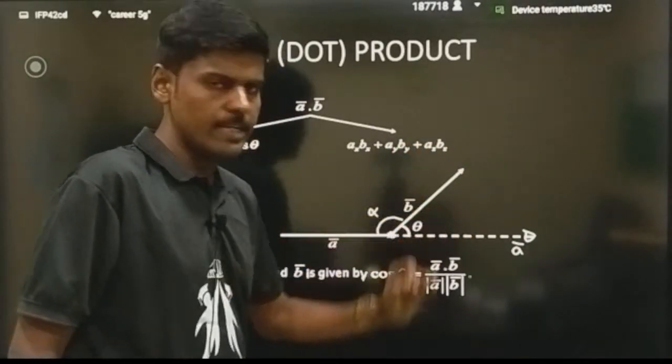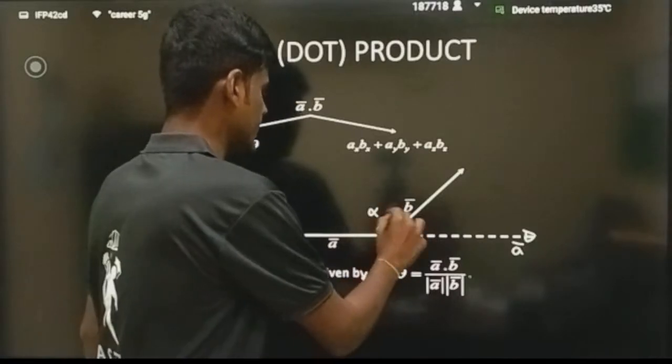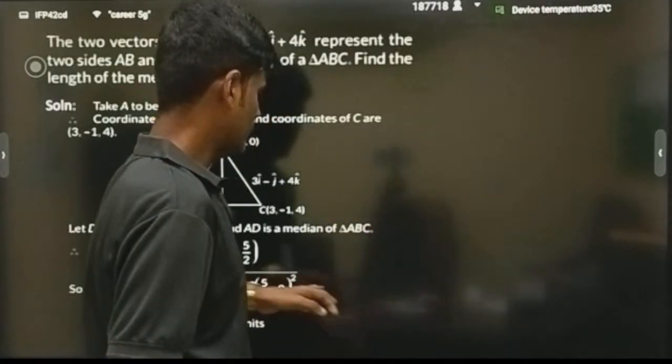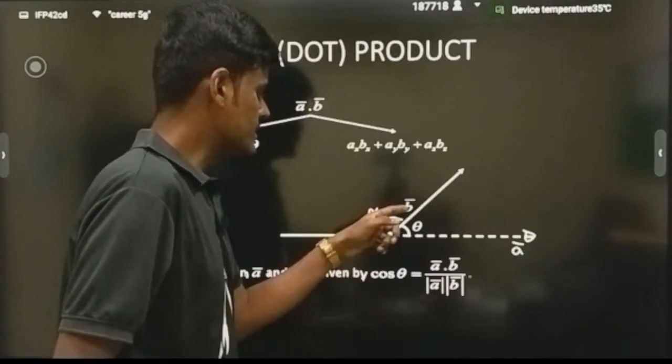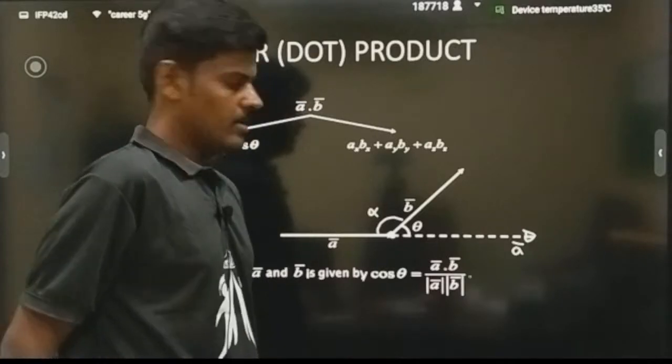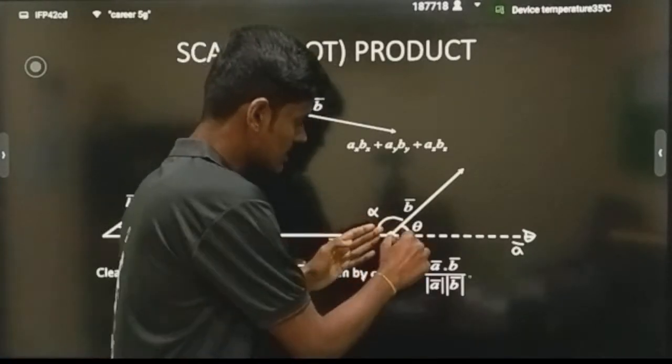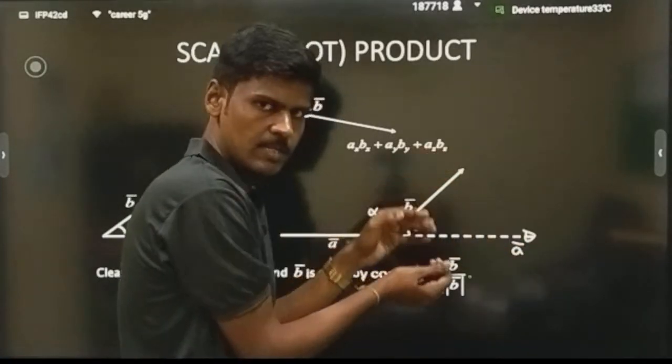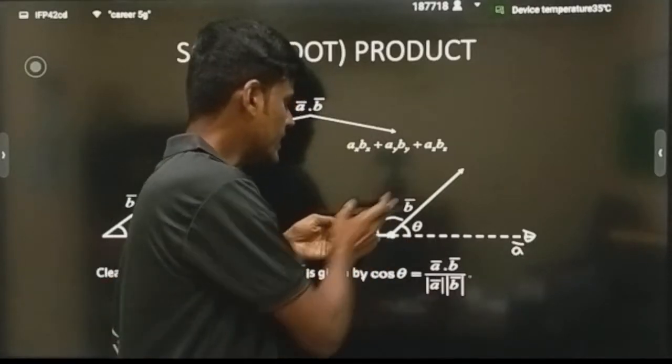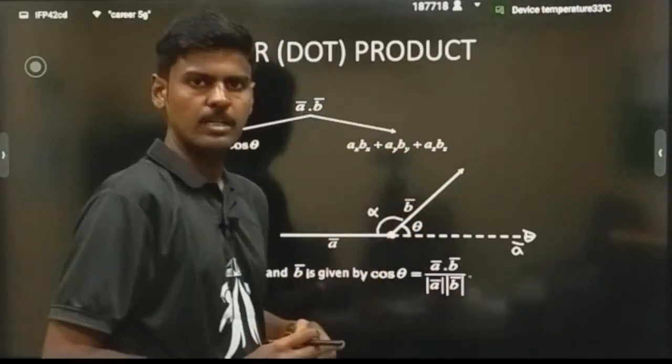What is the angle between A and B? Angle between A and B is this angle. Correct. Angle between A and B is this angle, that is alpha. When we take theta, this is obviously an acute angle. But what is the angle between A and B? It is an obtuse angle.